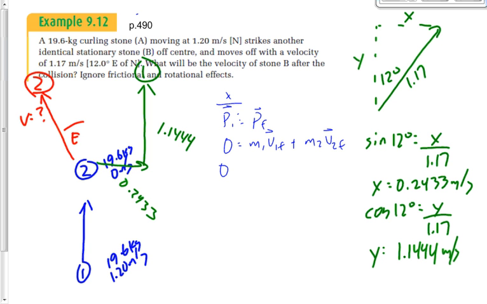Is there a shortcut here? Anybody catch it? What can we do here to make life a tiny bit easier for us? Matt? Yes, because it's the same masses, we can get rid of them. Now, m only appears on the right-hand side, right, but 0 on the left-hand side, so that counts. Right? 0 divided by m is 0. Makes life a little bit easier for me here. V1f for the x component is 0.2433. For the x component of object 2, it's going to be negative 0.2433.